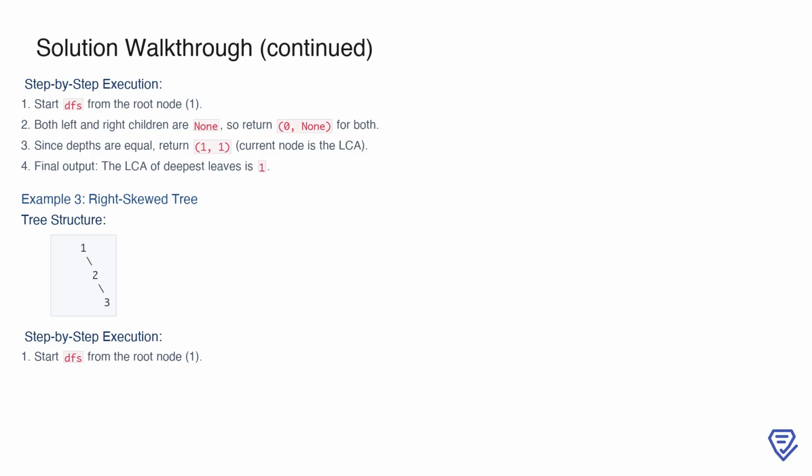Returning to the root node, 3, we now compare the depths of its left subtree, which is 3 with node 2 as the LCA, and its right subtree, which is 2 with node 8 as the LCA. Since the left depth is greater, the lowest common ancestor of the deepest leaves in this tree is node 2, with a depth of 4. In the next example, we consider a simpler tree with only a single root node, 1. Since there are no other nodes, the root itself is the lowest common ancestor of the deepest leaves.